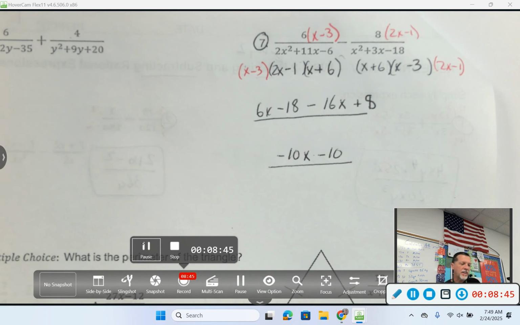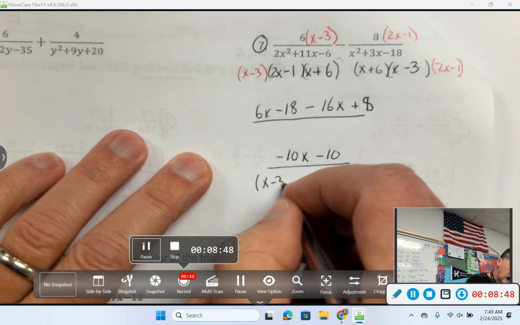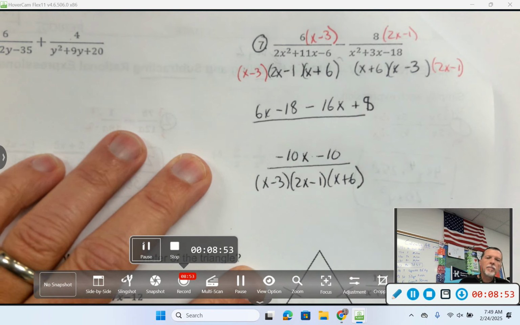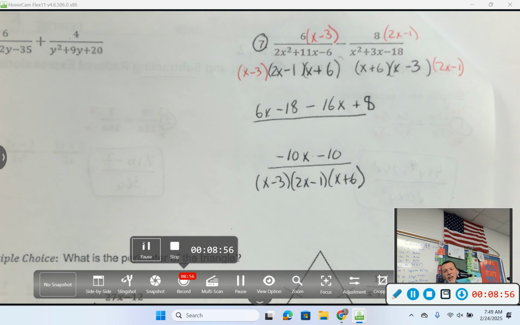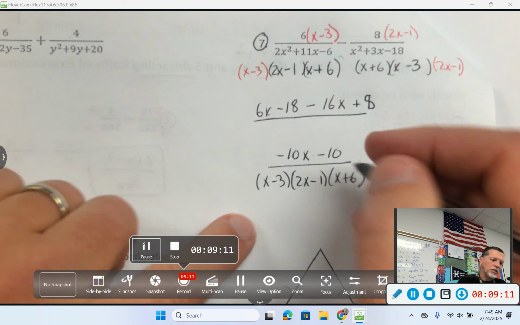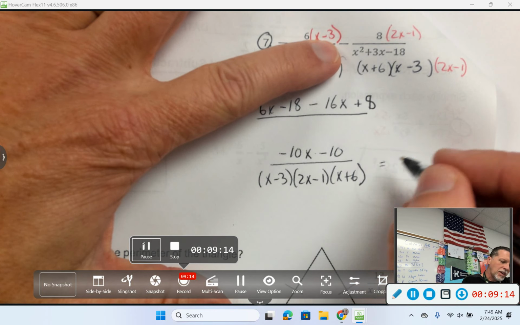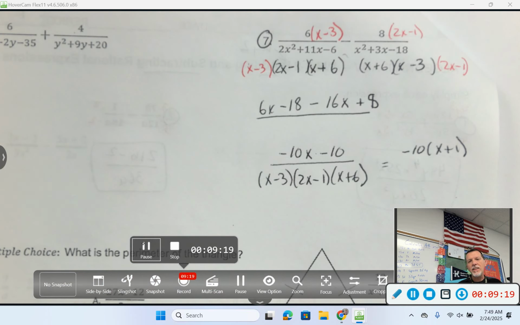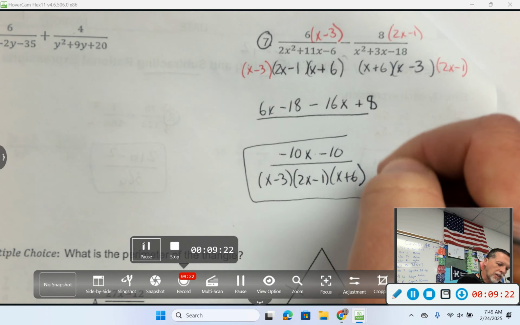I could definitely factor out a negative 10. x minus 3, 2x minus 1, x plus 6. So here's another one where I can factor out a negative 10, but it doesn't help. The trick is, if it would have helped, I need to. So you kind of have to do it in your head to see if it helps before you decide to do it or not. Does that make sense? So just be careful on those. Like for this one, that's an okay stop, but I really only know that once in my head I factored out the negative 10 and seen that nothing reduces, so I'm okay with that.